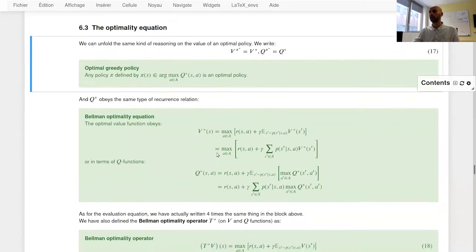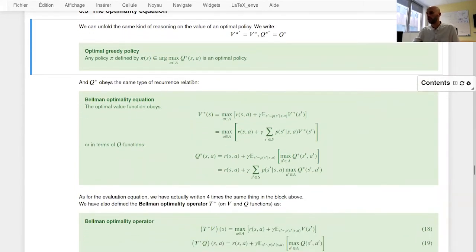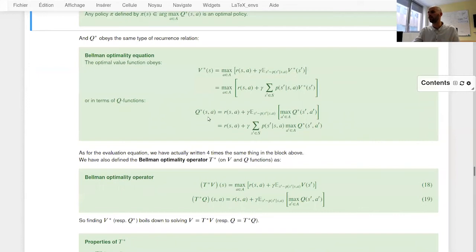And since we know that, Q star will obey the same type of recurrence relation where we know that V star of s is the maximum over actions of what I get on the first step, and then what I can expect to get in the long run if I apply an optimal policy from s prime. So this actually reads V star of s is max over actions of the immediate reward plus the sum over states that I can reach of the probability of reaching that state times the optimal value in that state. In terms of Q functions, I have exactly the same thing. It's probably a little easier to read because that first term is free because it's only dependent on s, a, and the max is here inside the brackets.